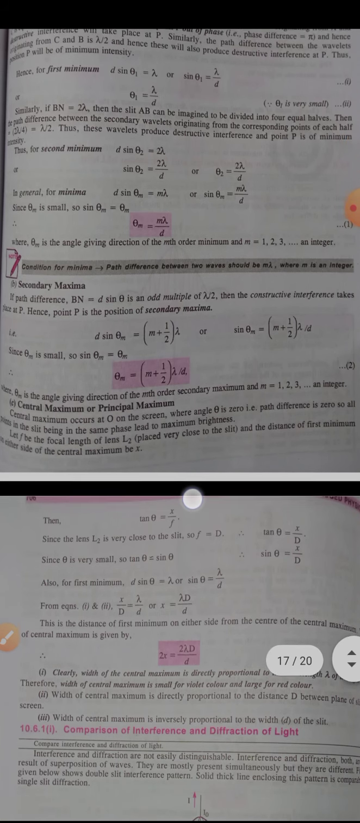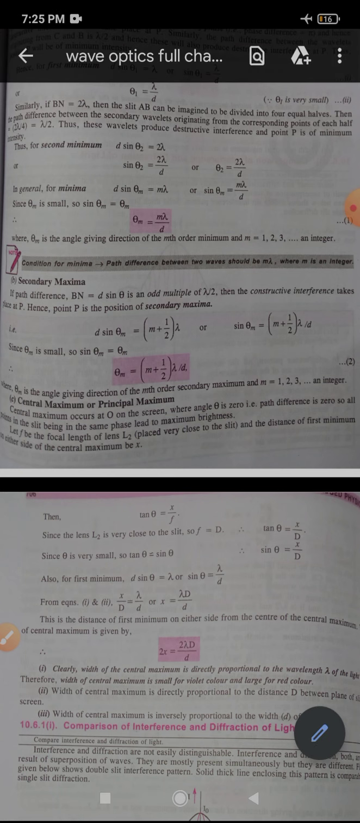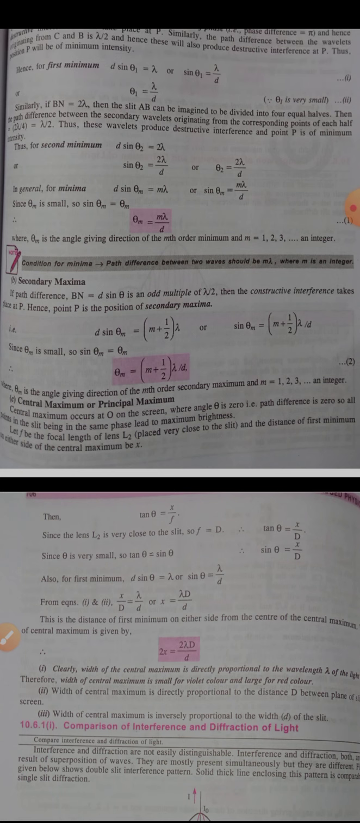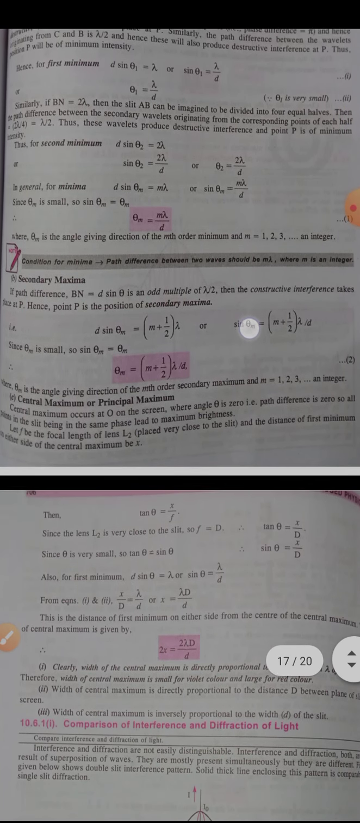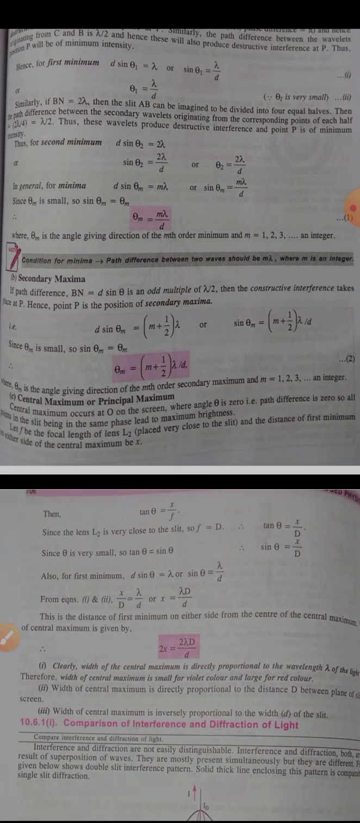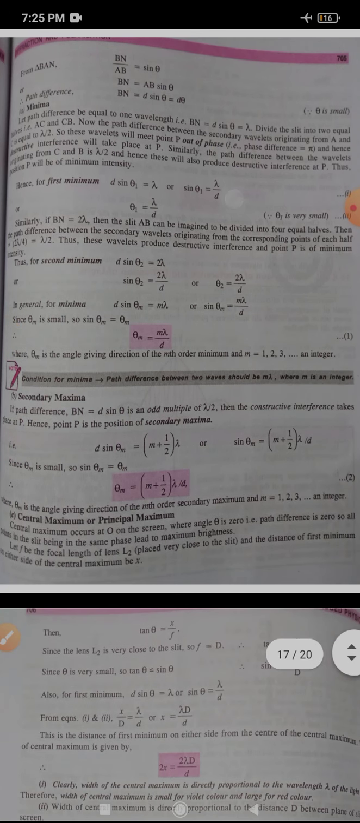Next, for the secondary maxima, if the path difference BN equal to d sin theta is an odd multiple of lambda by 2, then constructive interference takes place. In the earlier case we took an integral multiple of lambda; now we take an odd multiple of lambda by 2. Hence the point P is the position of a secondary maximum.